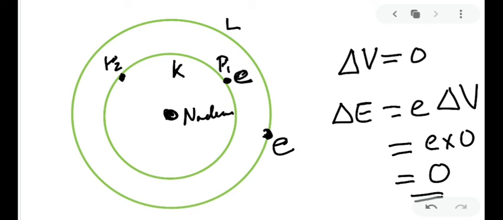So we have one electron in this L surface, and you want to move the electron from any point on this surface to that surface. See, in the first, let Vk be the potential at every point on the first surface, and Vl be the potential at every point on the second surface.